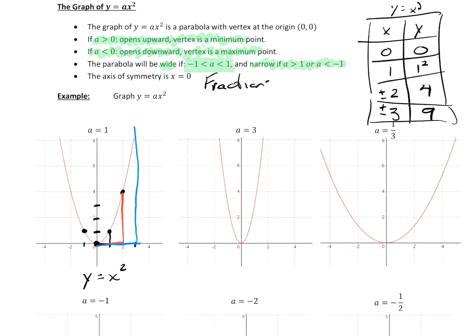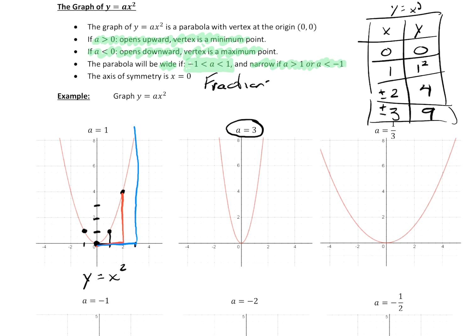So it's over 1, up the square of however many you went over. Over 1, up 1. Over 2, up 4. Over 3, up 9. Over 4, up 16. And you'll see where this comes from and how this relates, because it directly relates to your A value. If you look at the next one, A equals 3, we're going to have a steeper, narrower graph.